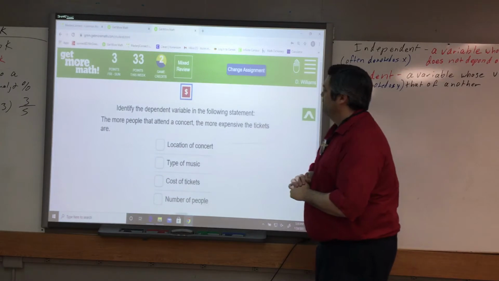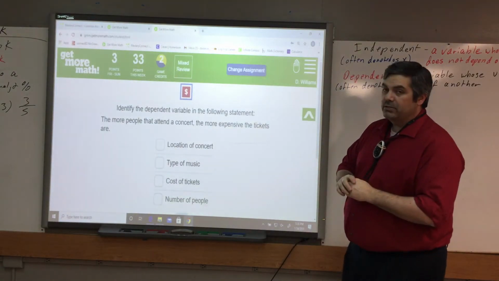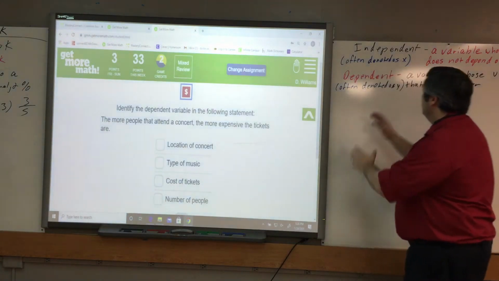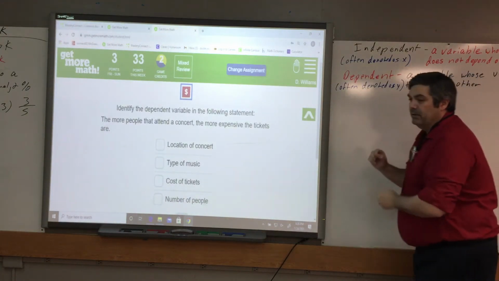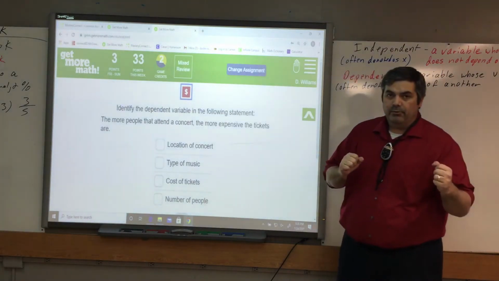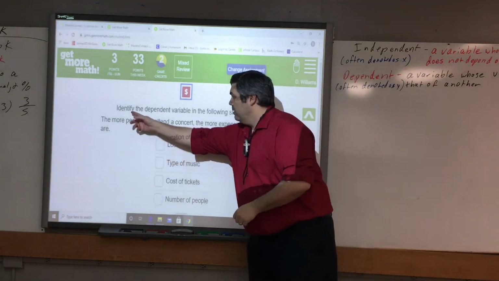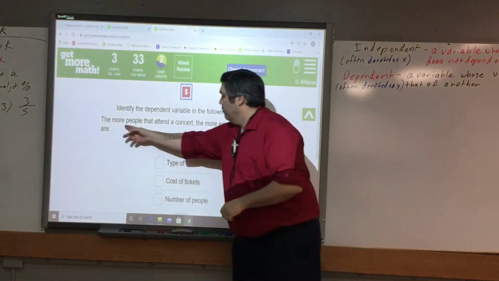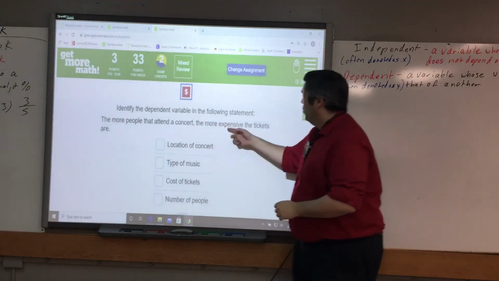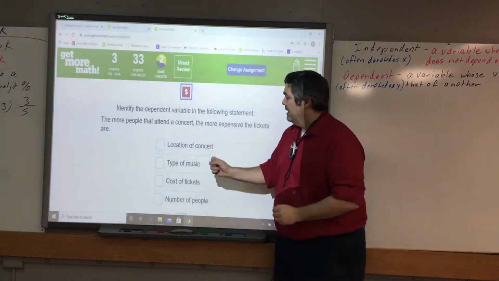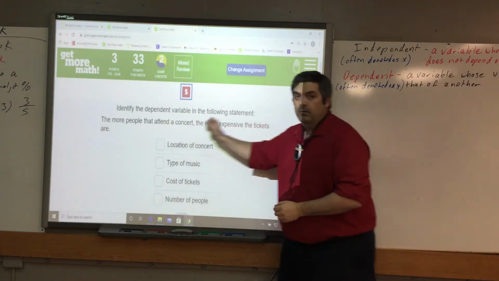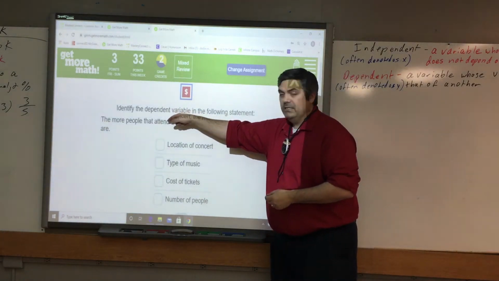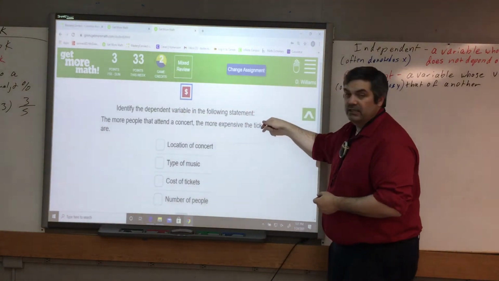Identify the dependent variable in the following statement. The more people that attend a concert, the more expensive the tickets are. Which one is our independent? Which one is our dependent? Which one changes the other? That's what we're looking for. Dependent is the one that gets changed. The relation is that the more people you have, the more expensive it is. So the number of people that attend changes the price of the tickets.